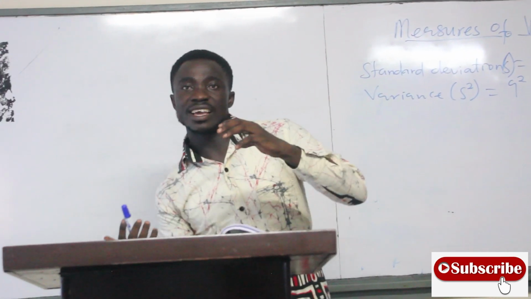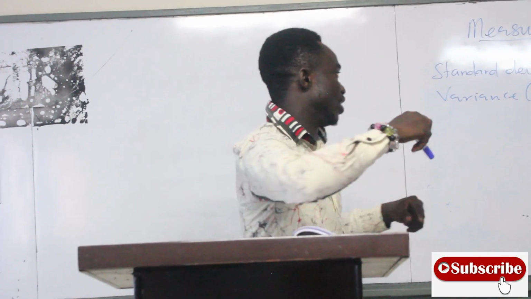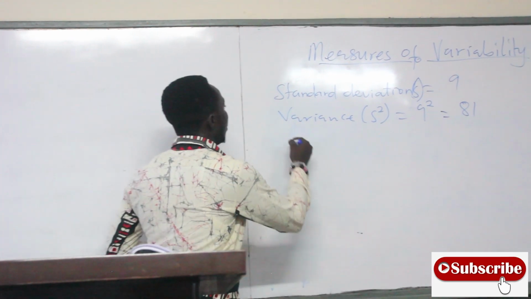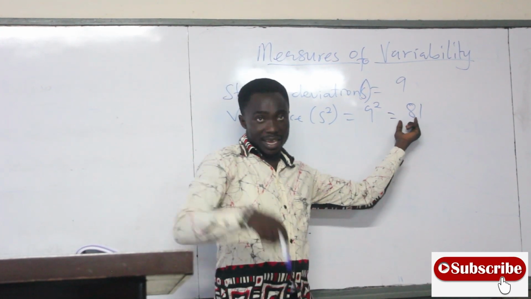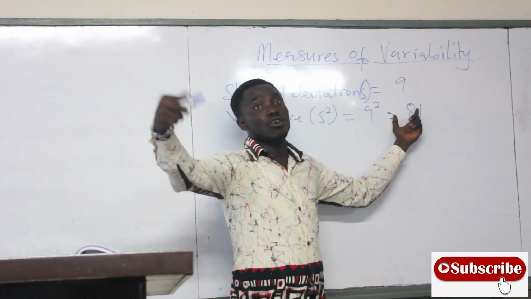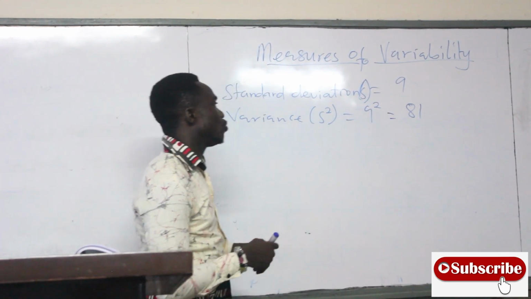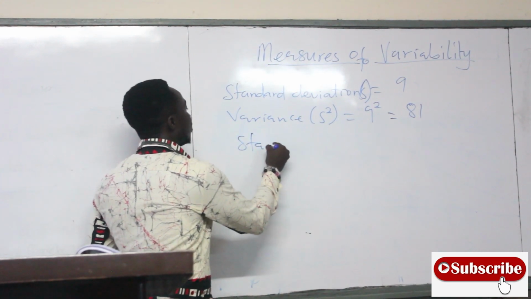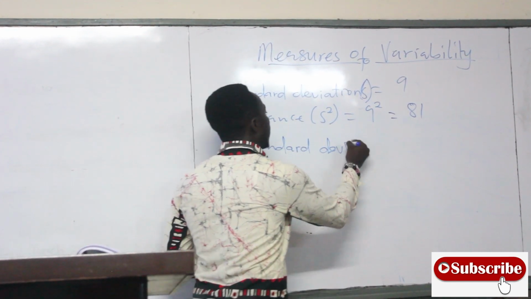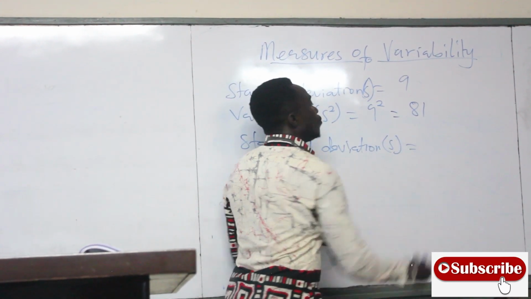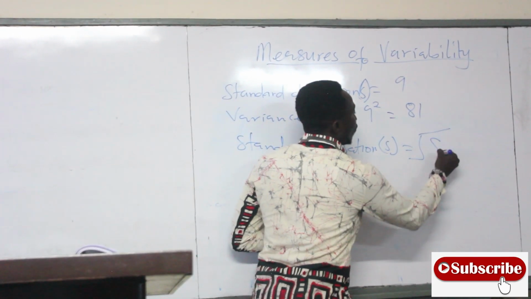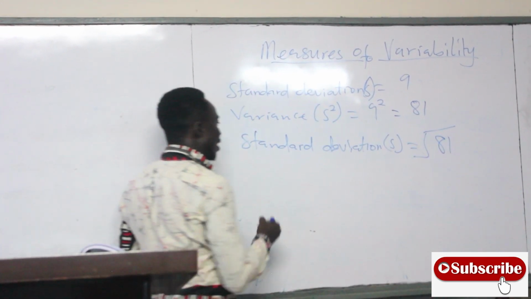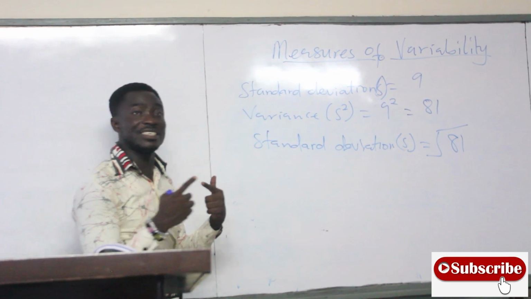On the other hand, if you are given the variance and you are asked to find the corresponding standard deviation, then what it means is that you find the square root of the variance. Let's assume that this 81 is our variance, and you are asked to find the corresponding standard deviation. What do we do? We take the square root of the variance. And what is the variance? 81. So the square root of 81 will give us what? 9. Therefore, our standard deviation is 9.